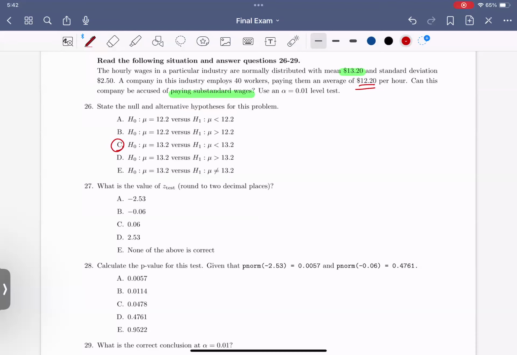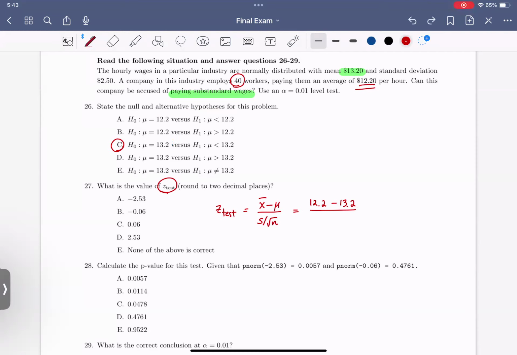All right, so what is the value of the Z test? We're going to do the Z test. This is X bar minus mu over S over square root n, right? So it's going to be X bar, 12.2, and then minus, because the sample size is big, so you can apply the central limit theorem and use Z. Mu, the value that you want to test, is 13.2.